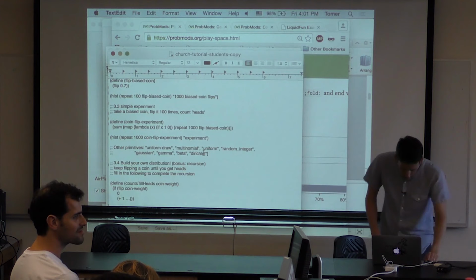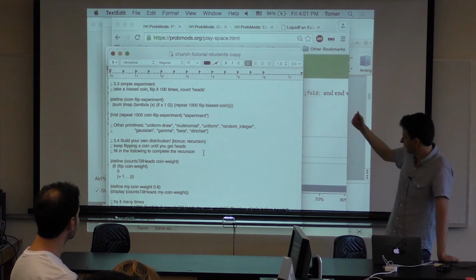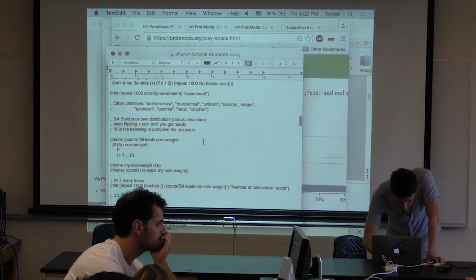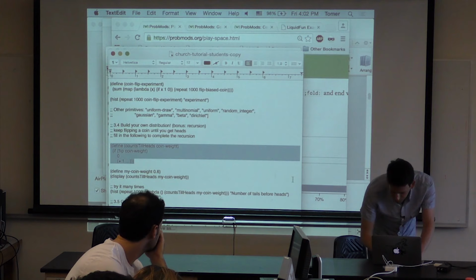So let's see. There are many other primitives that we could get to. There's uniform draw. You can look at this online, but the basic primitives are things like multinomial, uniform, random integer, beta, Dirichlet. There's also the Chinese restaurant process. So we can build our own little distribution. Let's try doing that. So here I've defined something which, under the hood, is an interesting distribution. You all probably know it.